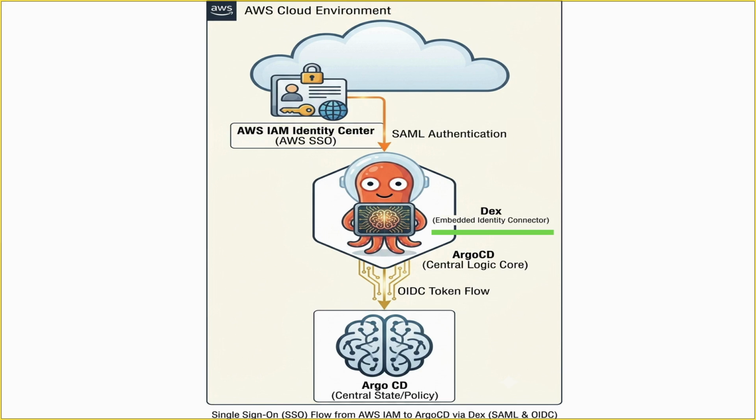This is where Dex comes in. Dex acts as an identity broker between ArgoCD and identity providers such as AWS IAM Identity Center, Keycloak, Microsoft Entra ID, Okta, or LDAP. For example, when a user clicks Login with AWS SSO, ArgoCD redirects the user to the configured identity provider. The user authenticates there, and after successful authentication, the identity is returned to ArgoCD. ArgoCD then authorizes the user based on the configured roles and permissions.